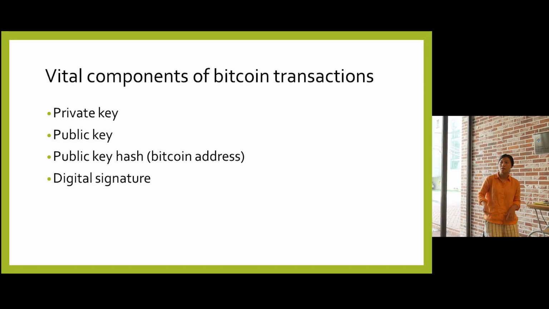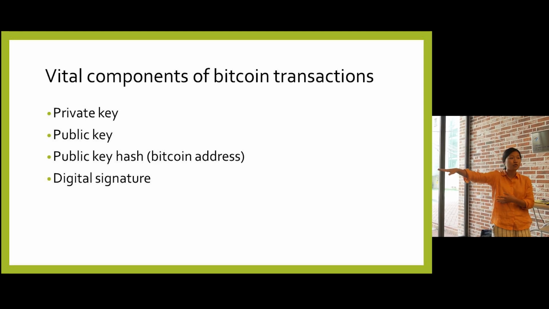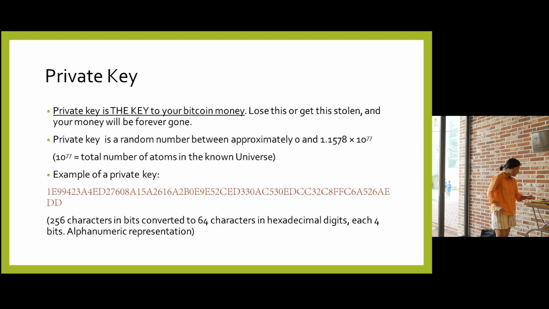those are these four things: your private key, your public key, your public key hash, which is commonly known as Bitcoin address. If any of you have Bitcoin or have sent Bitcoin to someone, the screenshot of the QR code that you take is usually the Bitcoin address. And the digital signature, which Chris has already talked about. But I'll go into that a little bit more.